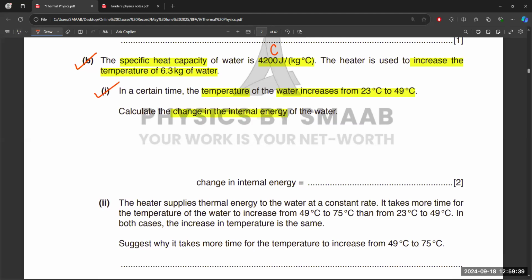So value of C is given, right? And the value of temperature is also given. Mass is also given. And we need to find out the value of internal energy, or the amount of heat we can say in B part. So this is very simple to find out. We just need to use the formula, and that formula is Q is equals to M into C into delta T.